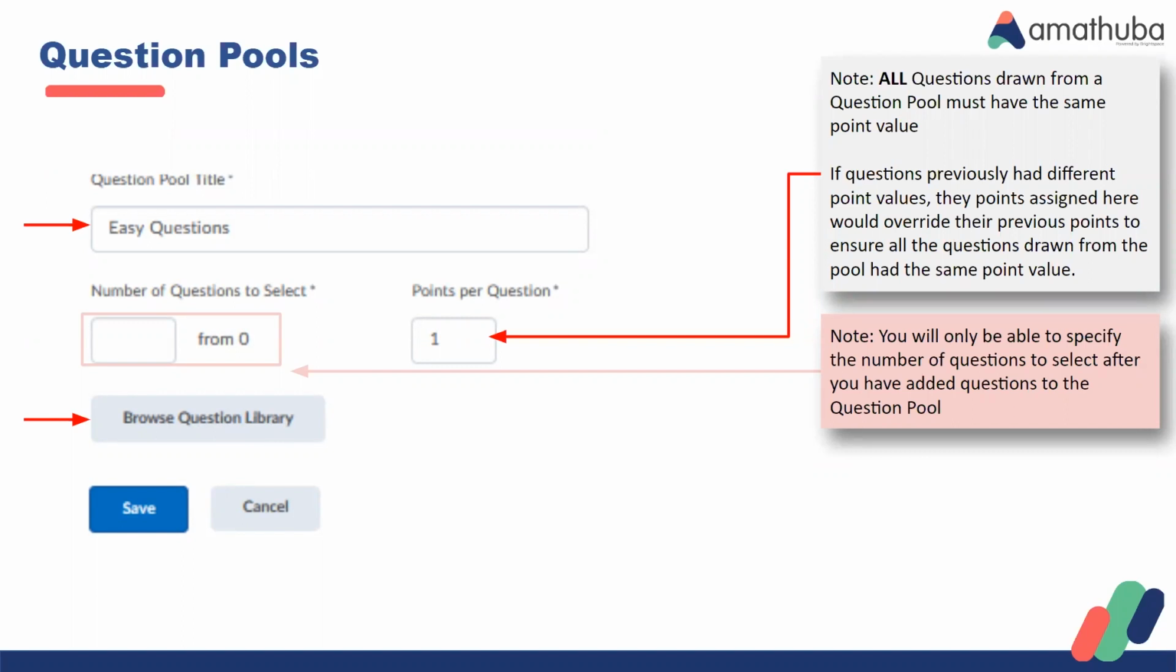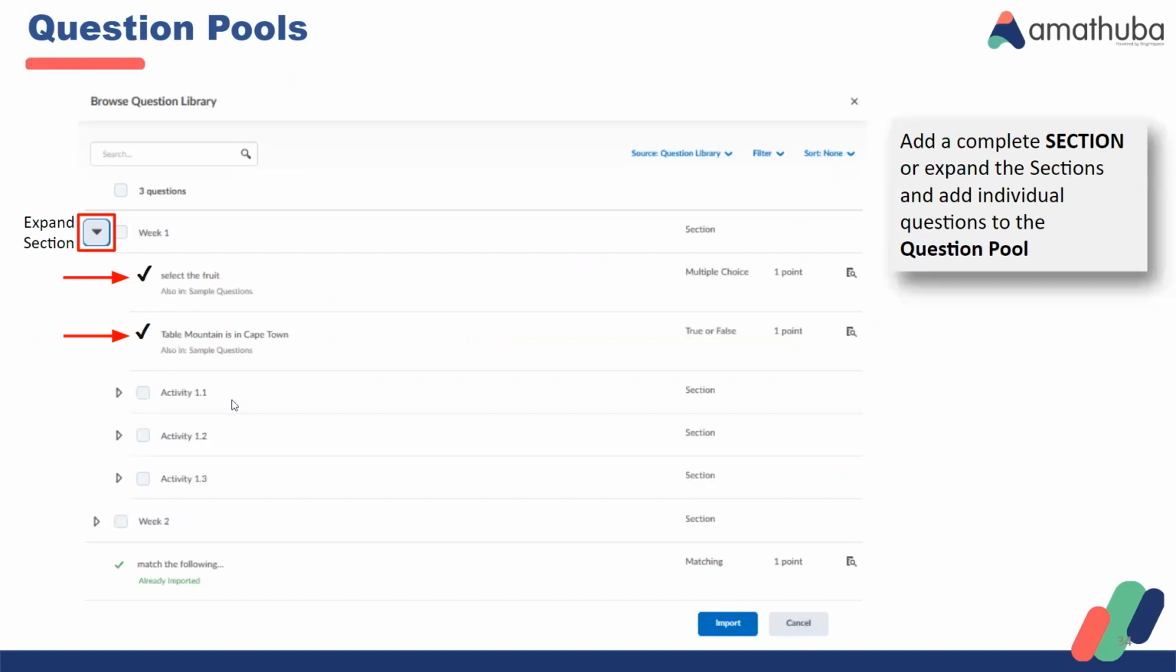Right, so we need to add some questions in now. We would click on the Browse Question Library, because we're going to be pulling these questions from our question library. Once we're in the library, it's fairly straightforward because we've already worked in the library. We're familiar that we have sections and you can expand the sections to show all the questions contained within the section. You can see here, I've expanded week 1 and within week 1, you can see those other sections that we created called activity 1.1, 1.2, 1.3. And if there were questions within there, we could expand those sections as well.